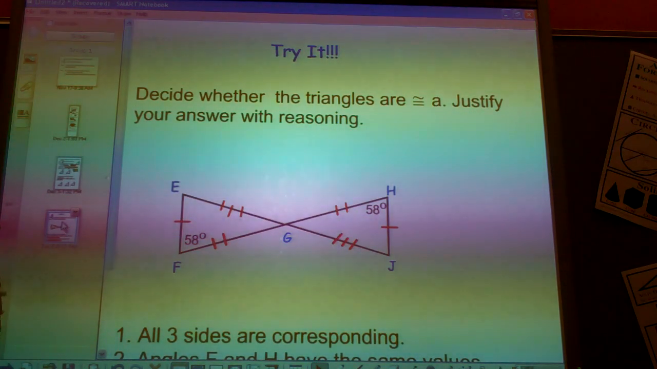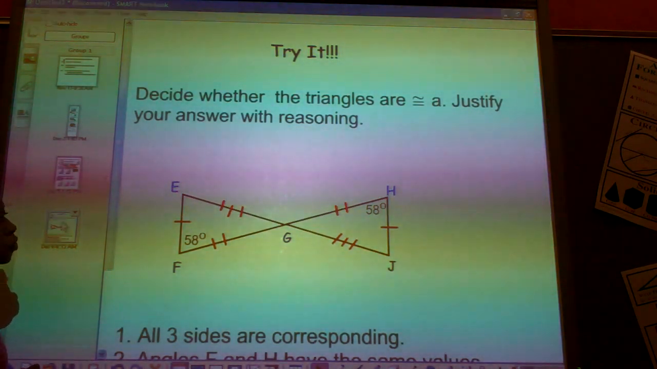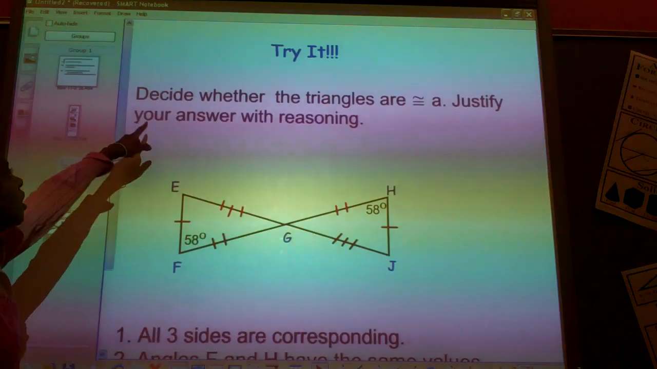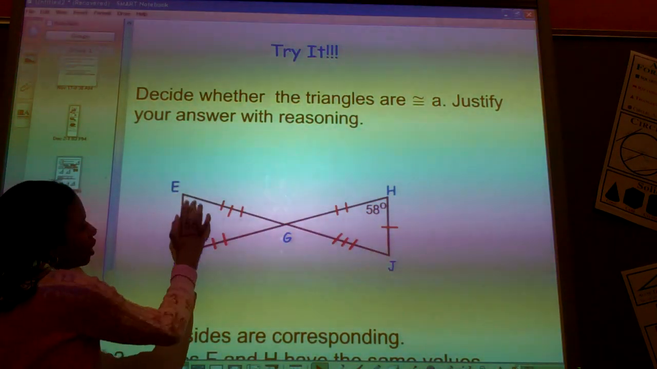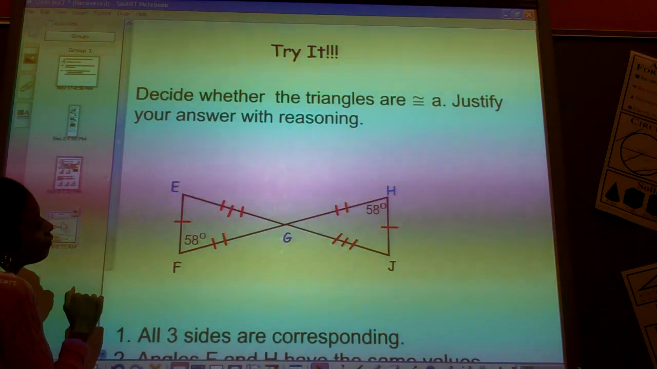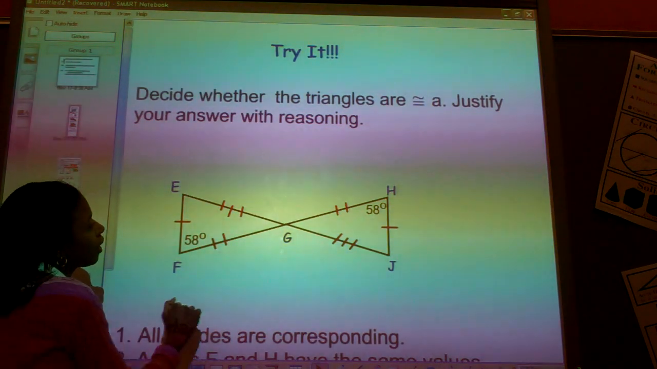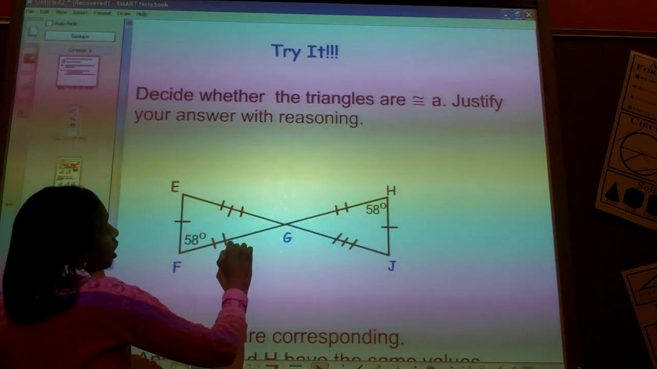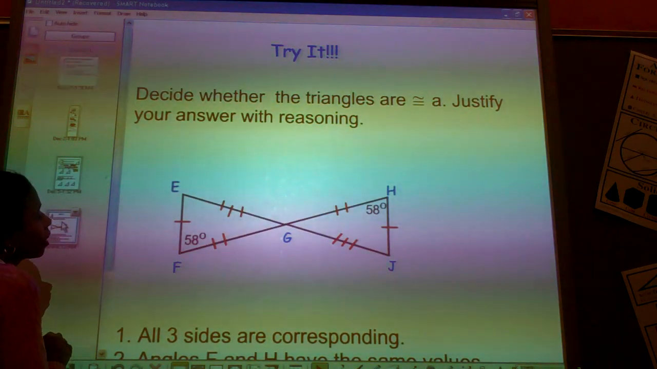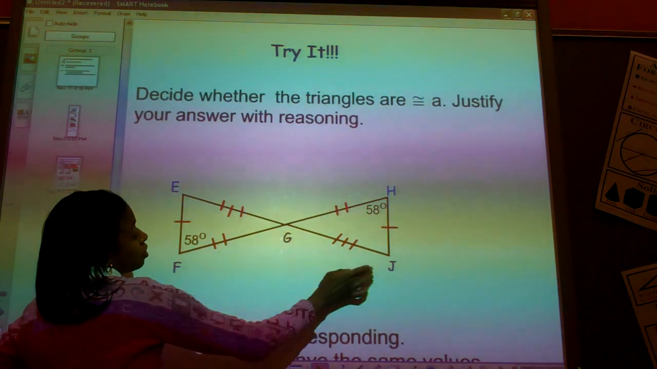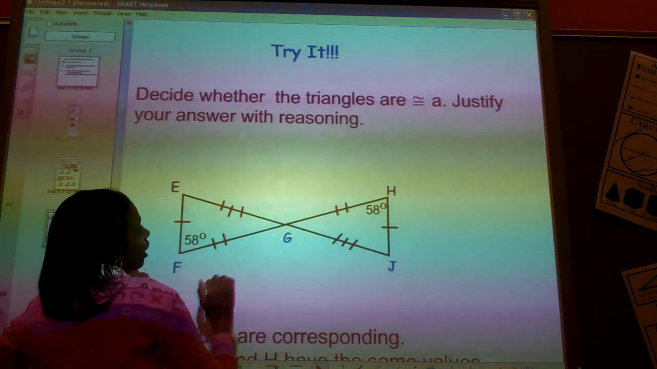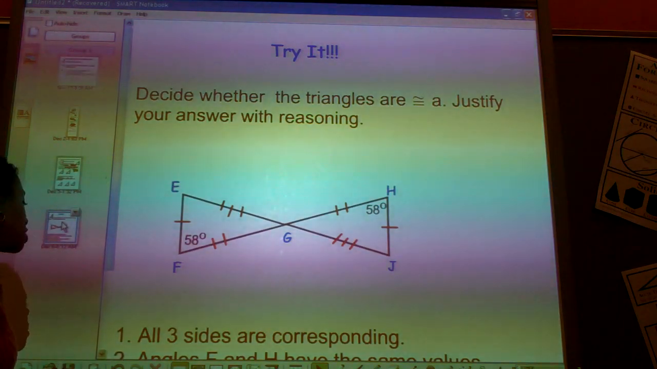All right, let's look quickly at an example in your book, section 4.2. We need to decide whether triangle EGF and triangle JGH are congruent, and explain our reasoning.